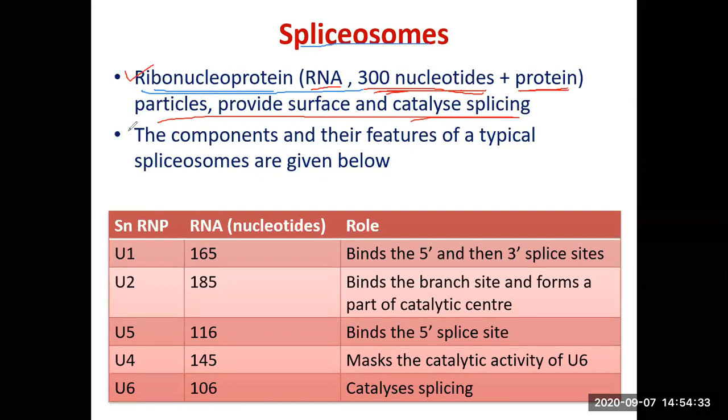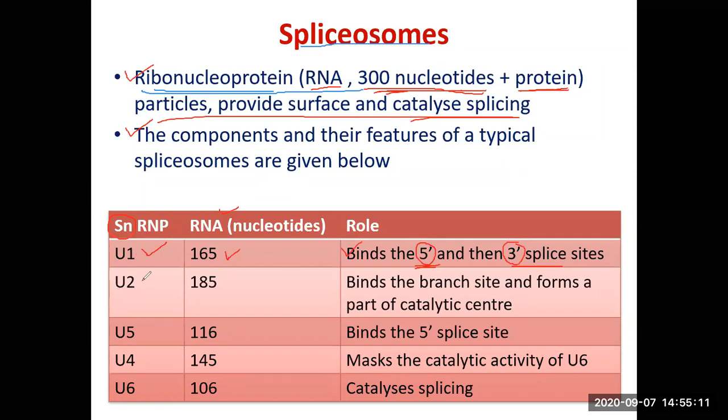Components of a typical spliceosome are shown in this table here, so I'll just read it out. SN means small nuclear. Now you know RNP means ribonucleoprotein. The first is U1 RNP. It is made up of 165 nucleotide long RNA and some protein. What is its role? It binds to the 5' splice junction first, followed by its binding to the 3' splice junction.